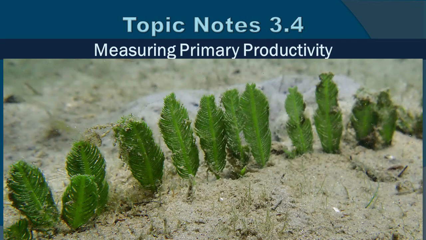Topic Notes 3.4, Measuring Primary Productivity. This is a picture of a macroalgae called Caulerpa. The genus name is Caulerpa, and it's also commonly called feather algae.